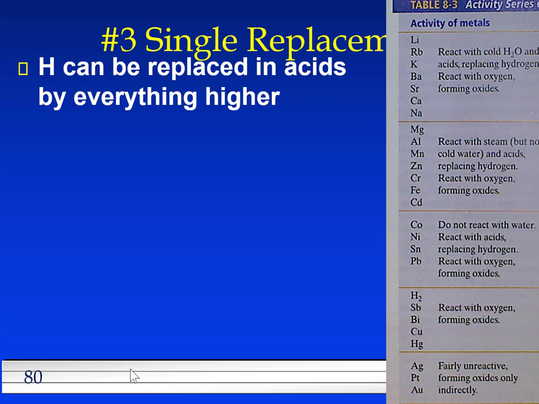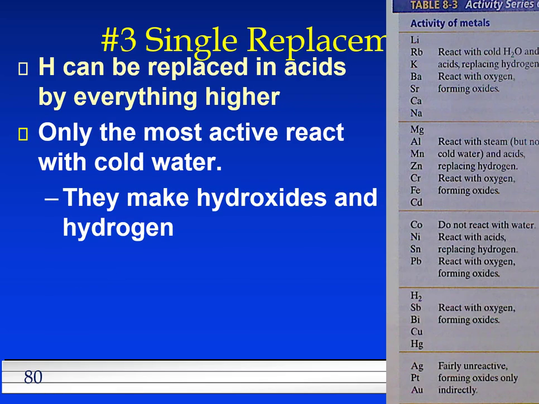Okay? So if it's an acid, everything higher works. It says so right on there. Acids, acids, acids. Okay? Second tier. So up here, only the first ones are the most active. They'll react with cold water.